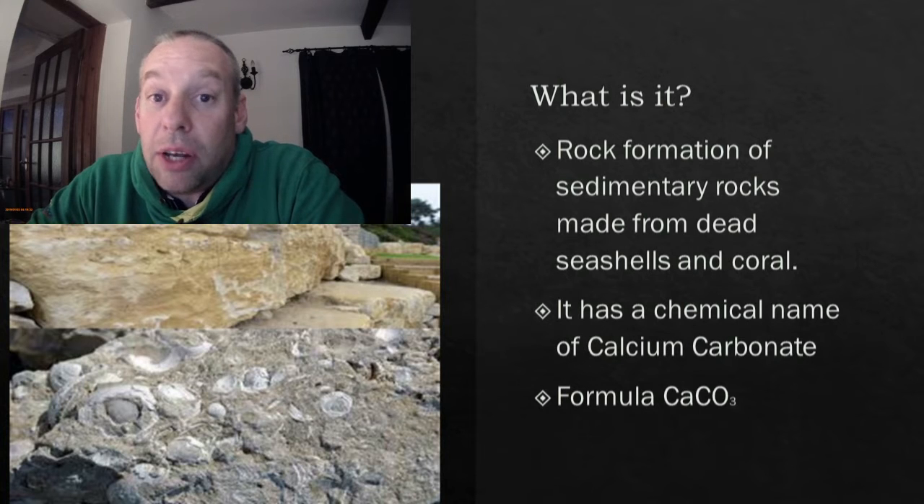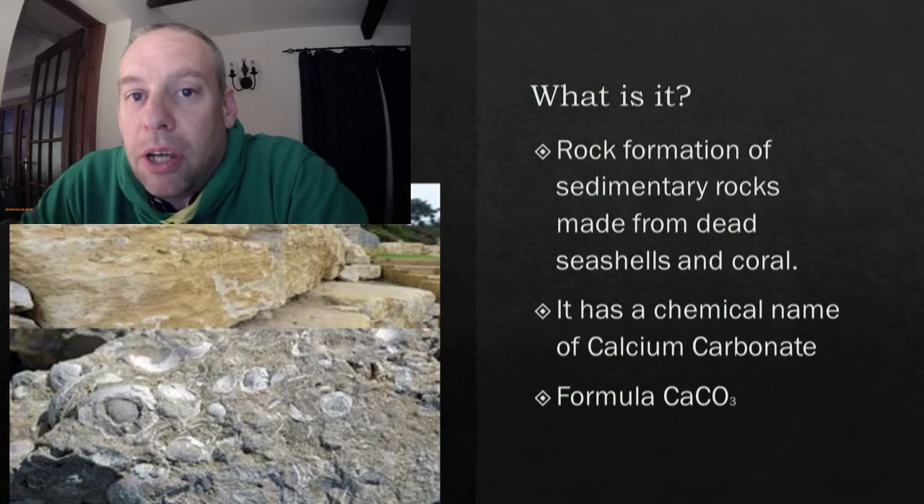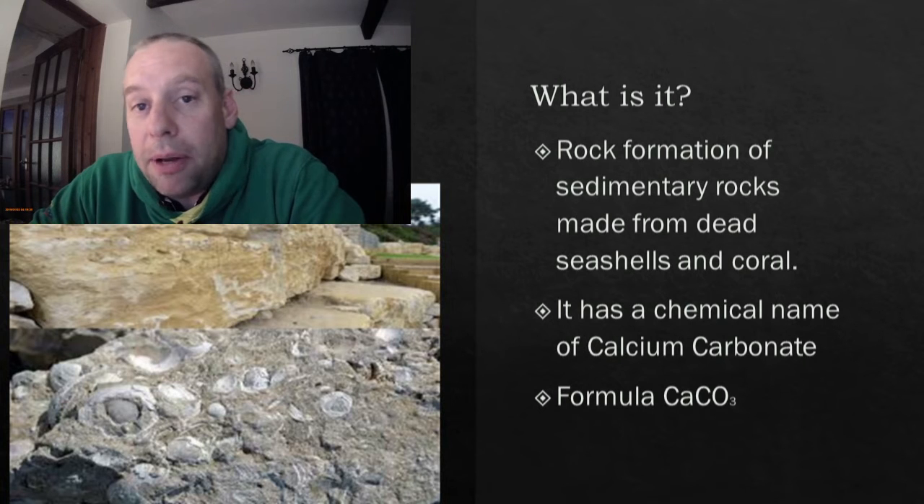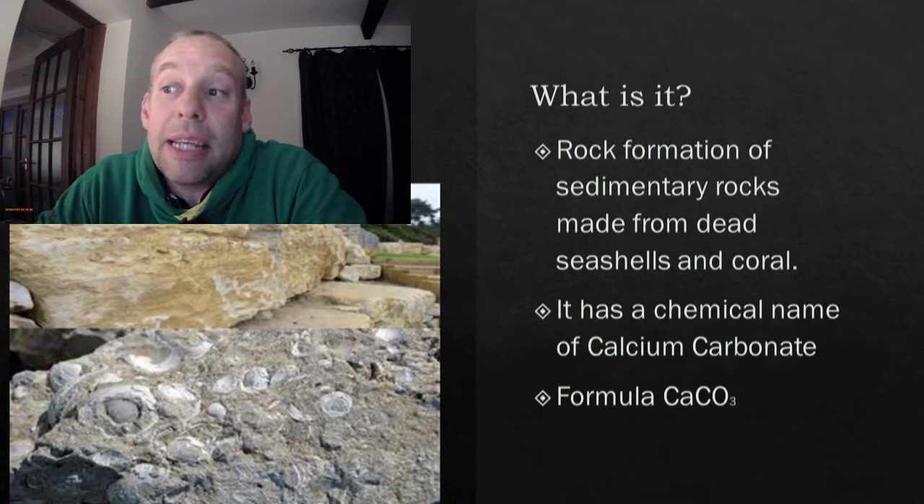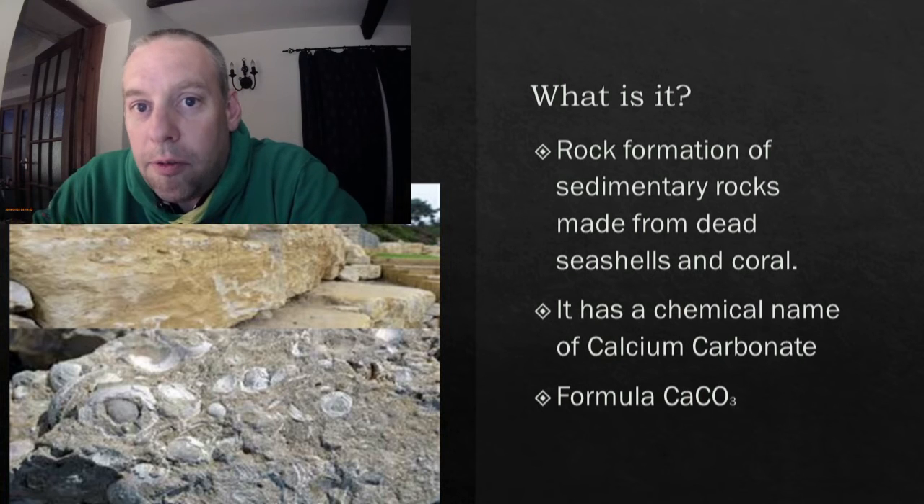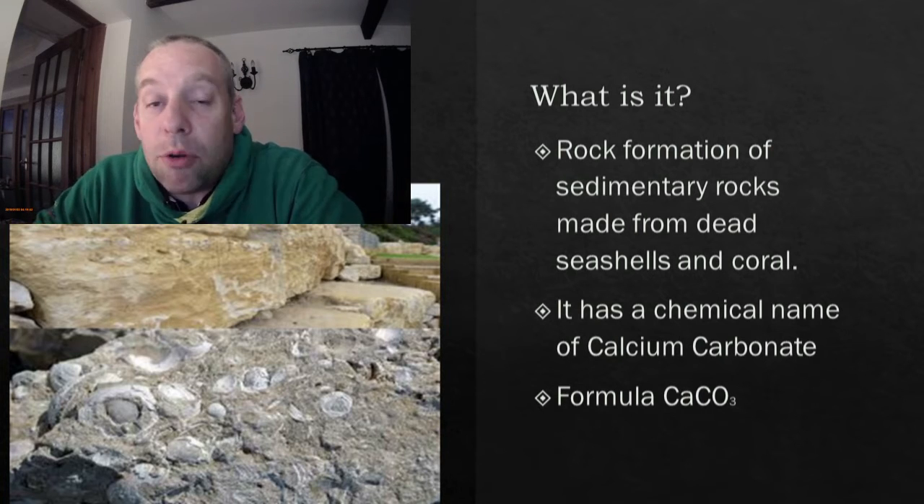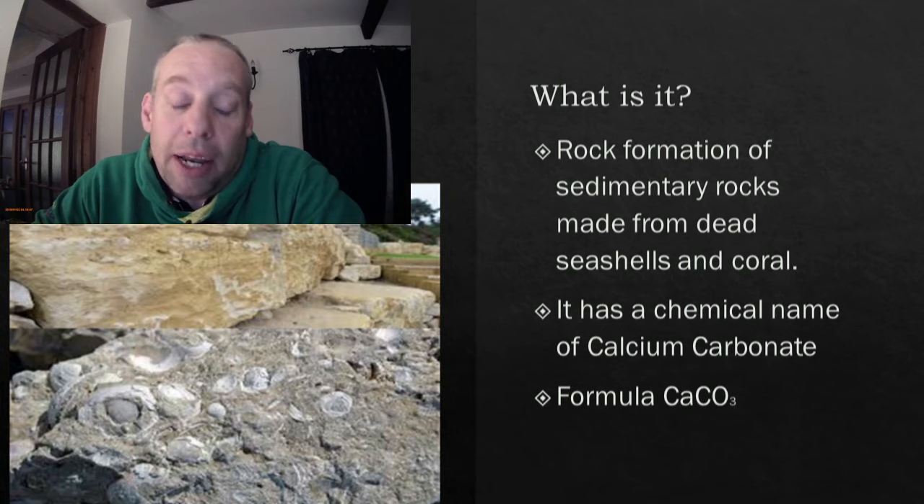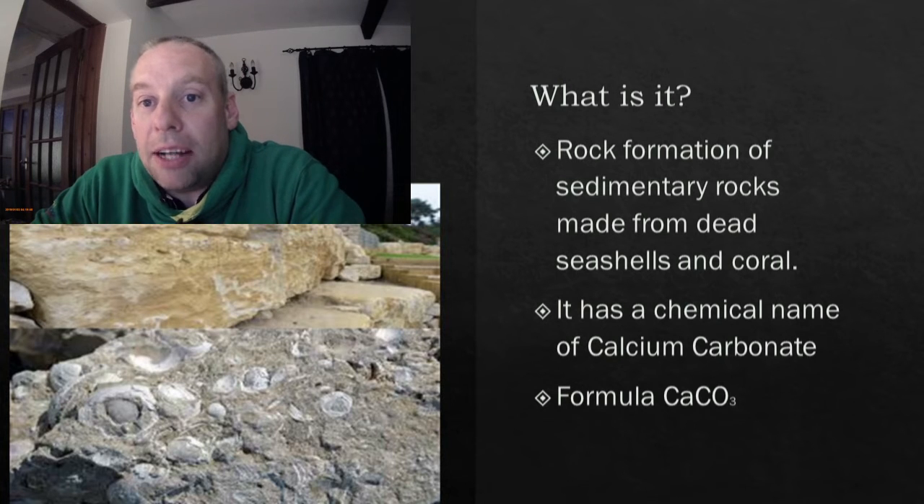It's got a chemical name, and you need to know its chemical name. Its chemical name is calcium carbonate. So it is made up of three elements: calcium, carbon and oxygen. That 3 at the end signifies there's oxygen there. The chemical formula is CaCO3. So that's one atom of calcium, one atom of carbon and 3 atoms of oxygen.